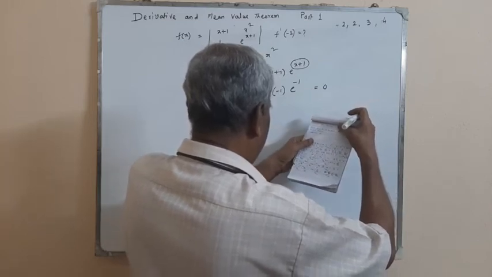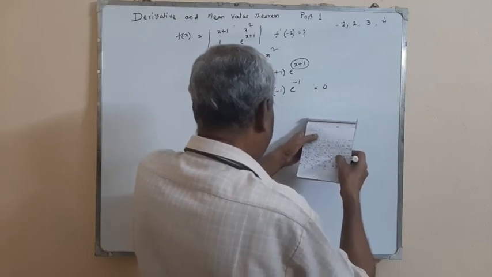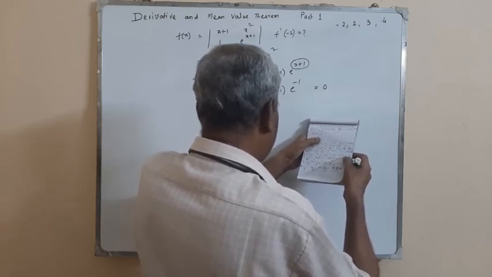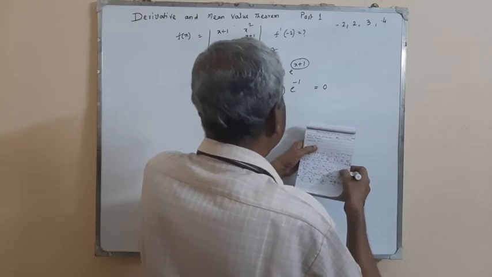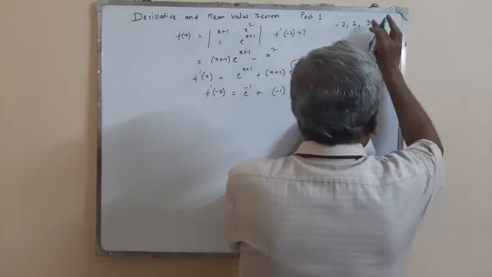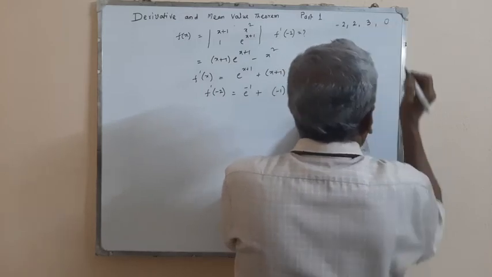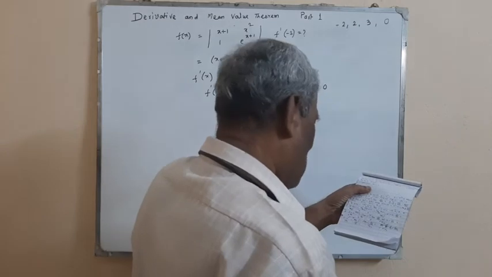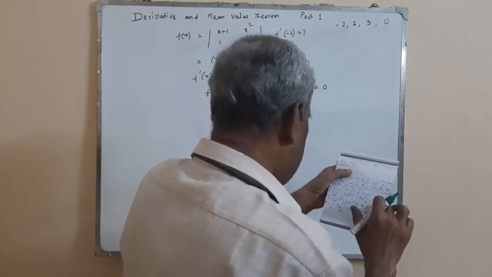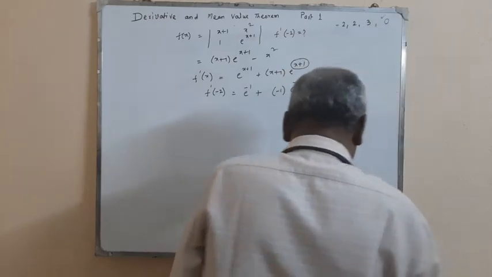So actually, its options are 0. Okay, its options are 0. Fourth option is 0. So our answer is this.